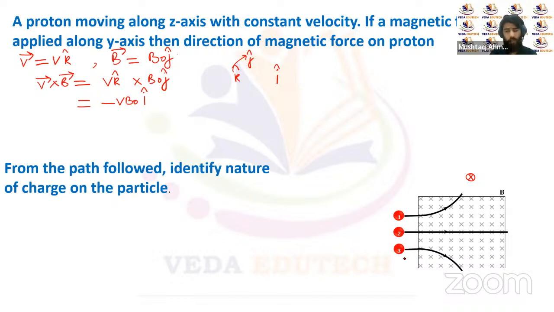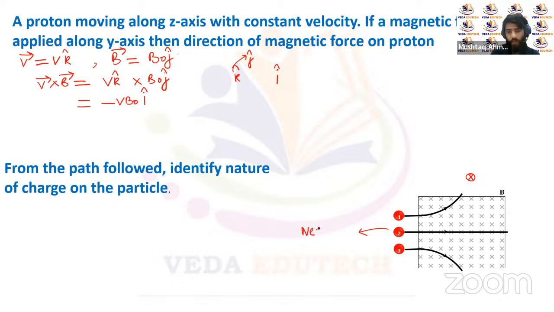You can see that particle 2 is moving undeflected, right? It means that there is actually no magnetic force acting on it. The only possibility that the magnetic force on particle 2 is 0 is that the charge on this particle should be zero, or we can say that particle 2 has to be a neutral particle, right?